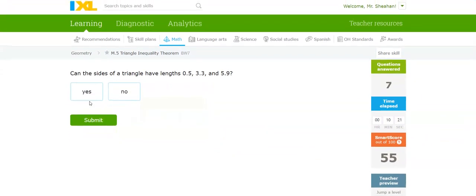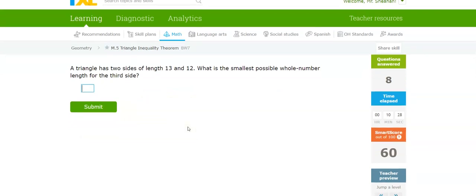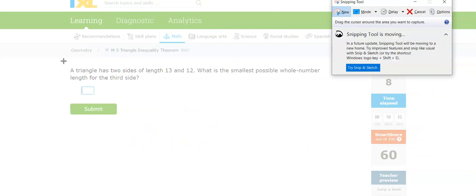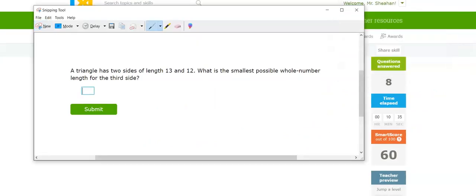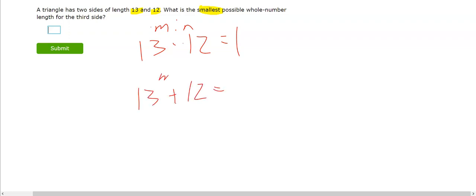All right? Let's see if we can find another one with the minimum for that one. Okay? This one is a no. I'm just going to go through these quickly. Here we go. Smallest. Perfect. Okay, so now they want the smallest possible whole number. Again, we have 13 and 12, and they want smallest now. So let's do 13 minus 12. It's going to give us our minimum, which is 1. And 13 plus 12 will give us our maximum, which is 25.